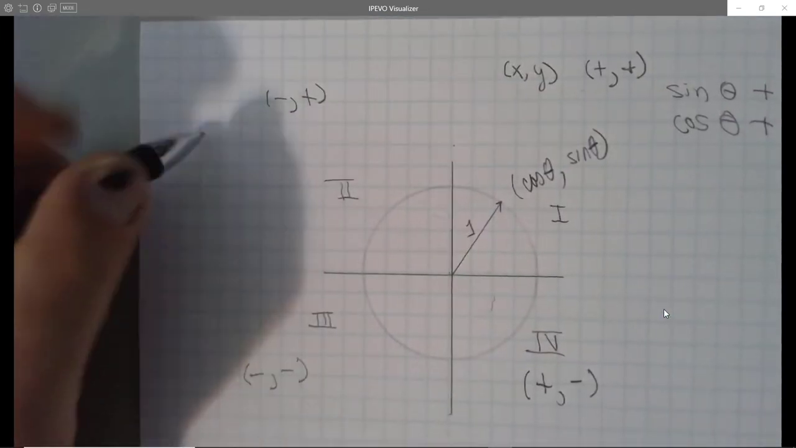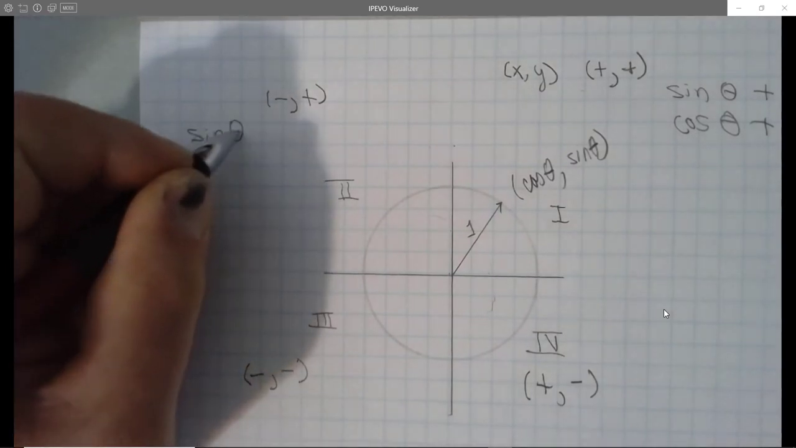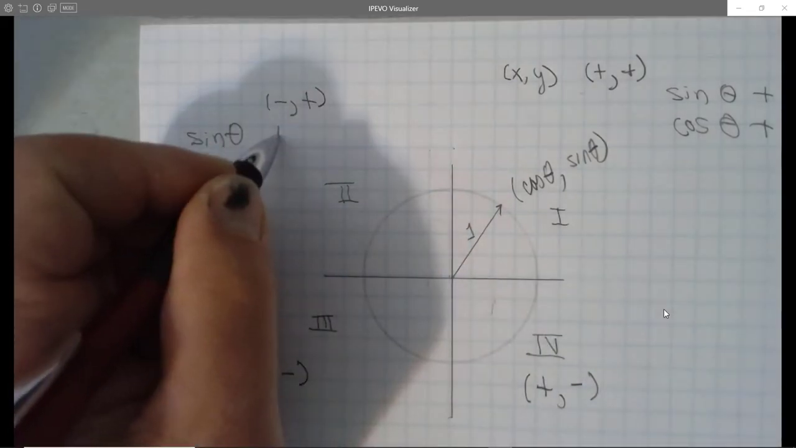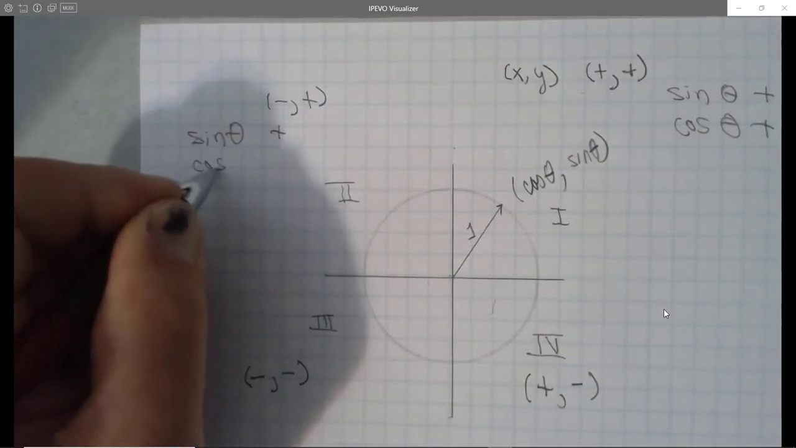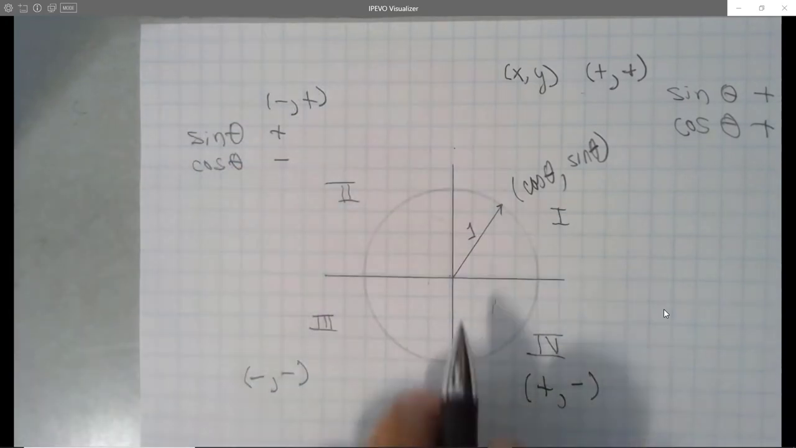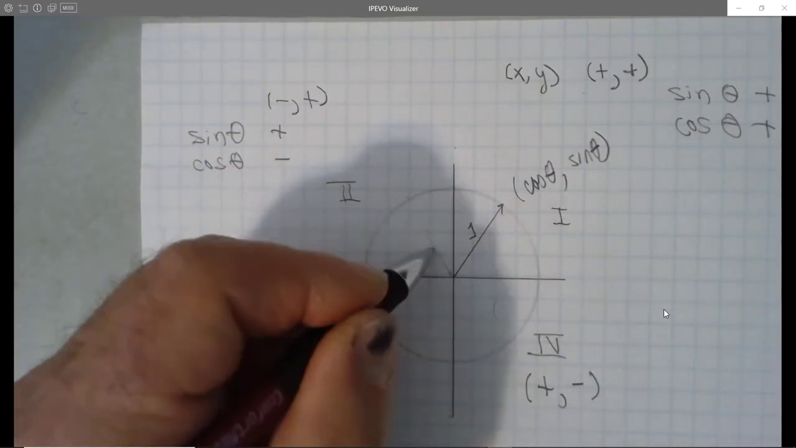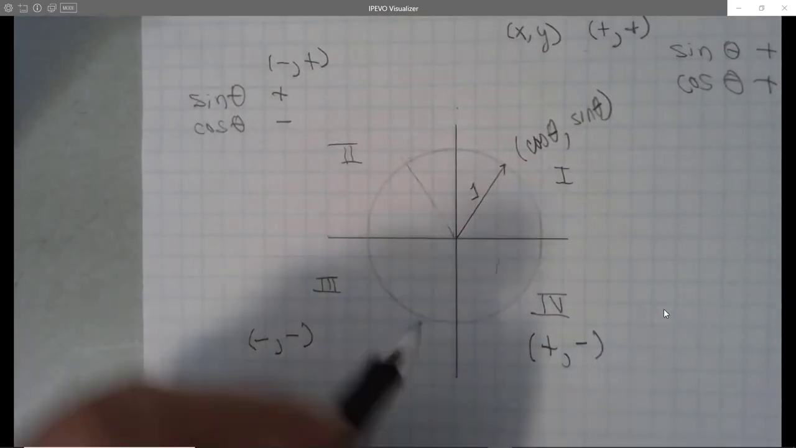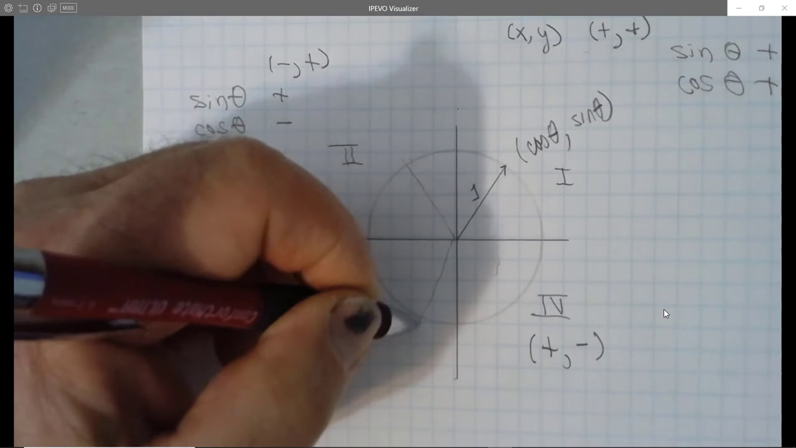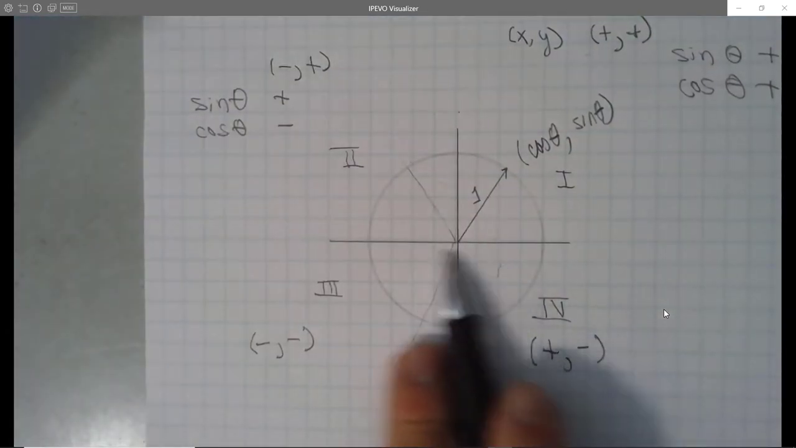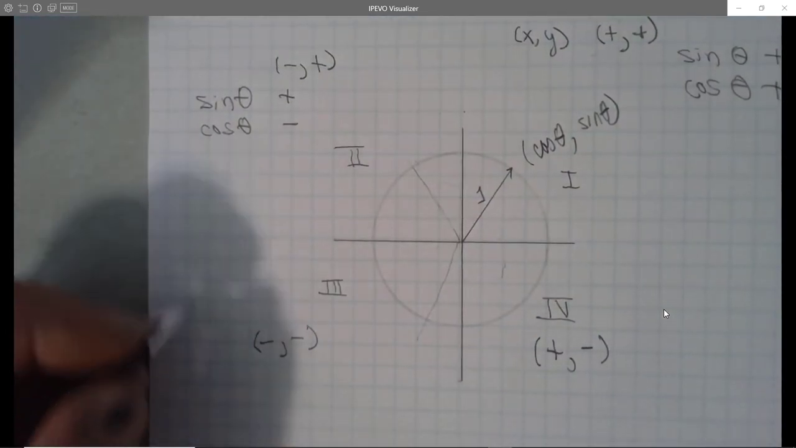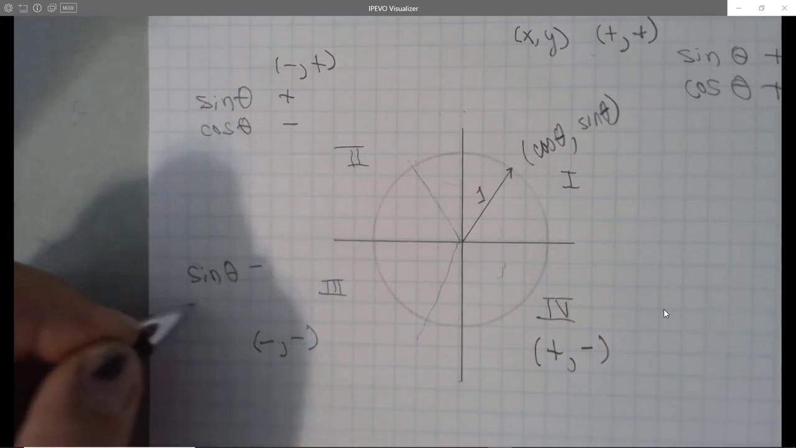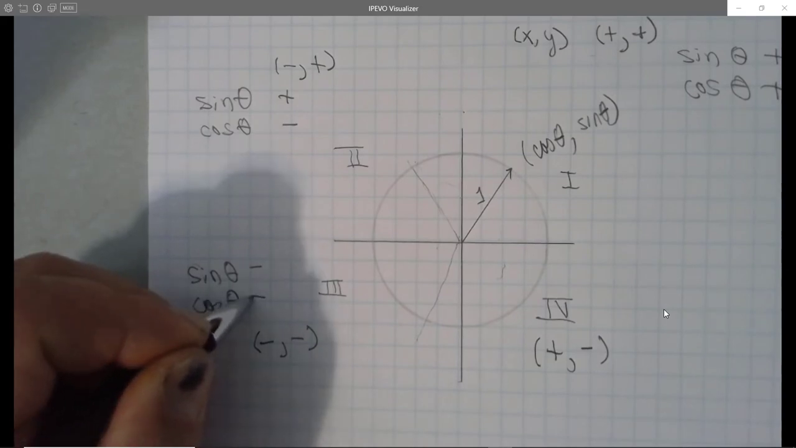Over here, the sine of theta, that's the y-coordinate, that's still positive, but the cosine of theta, the x-coordinate, is negative because now I've got rays over in this direction that are pointing to the left of the origin. By the time the ray gets down around into the third quadrant, then it's both to the left and down, so we know that the sine of theta is negative, and the cosine of theta is negative.